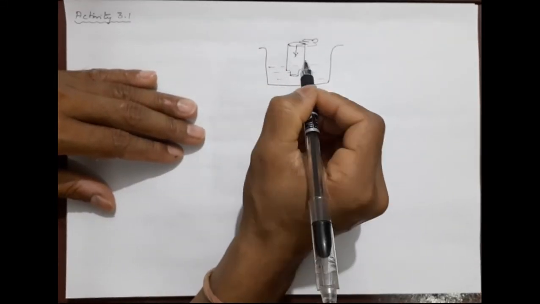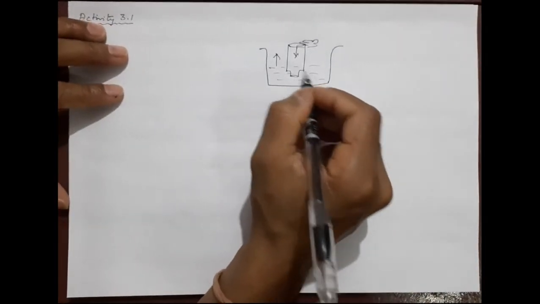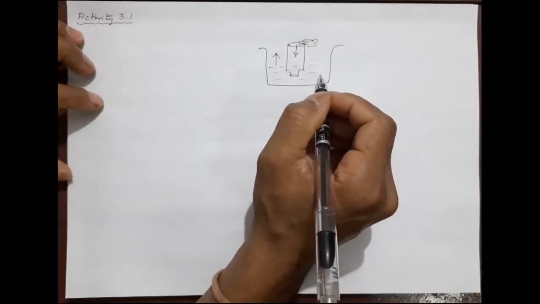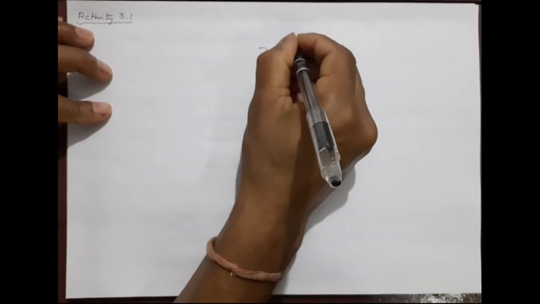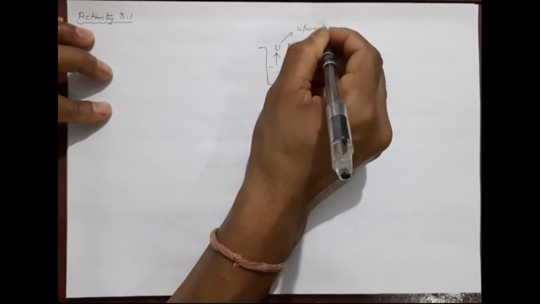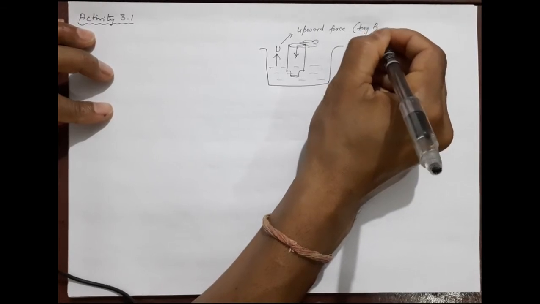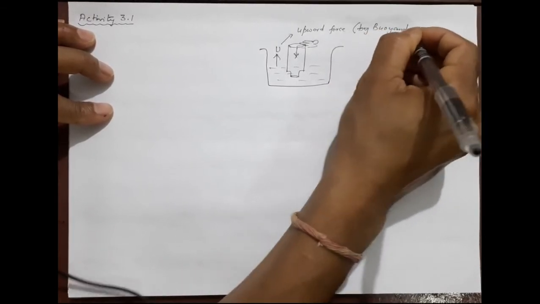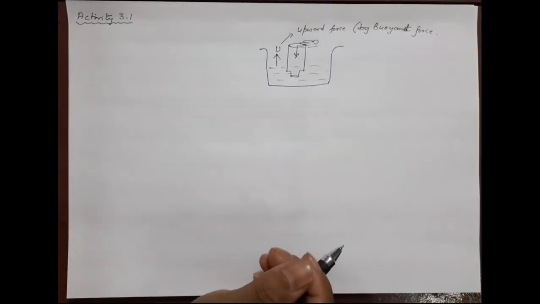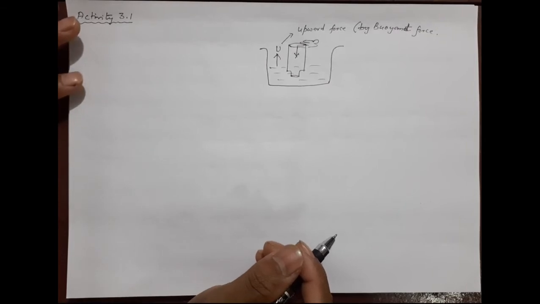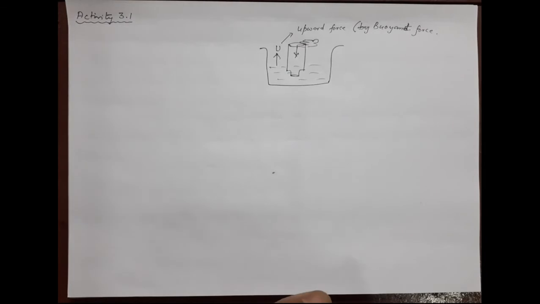If you are pushing it with your hand down, you will feel the upward force, very common. You can try at home also. Inside a bucket, try to push a bottle like this and you will feel this upward force. This upward force is called buoyant force, B-U-O-Y-A-N-T, buoyant force. This is activity 3.1, you can see it on page number 61 of your textbook, and this is how you can understand the meaning of buoyant force.